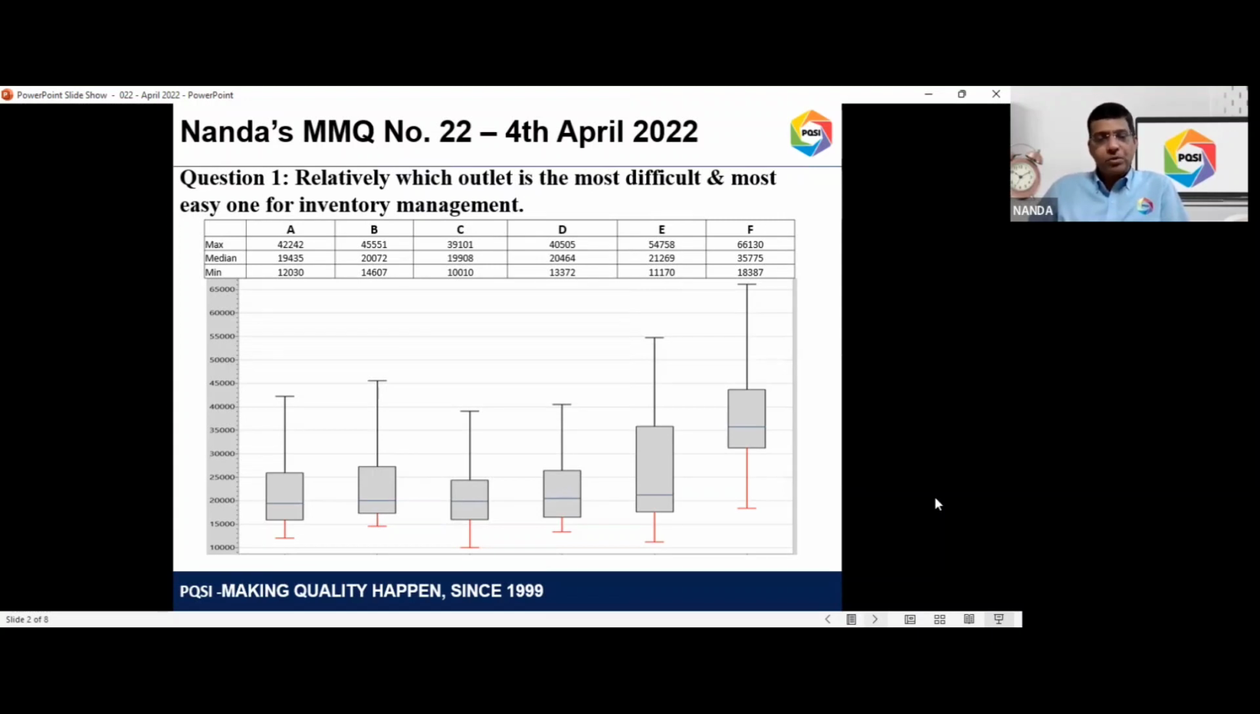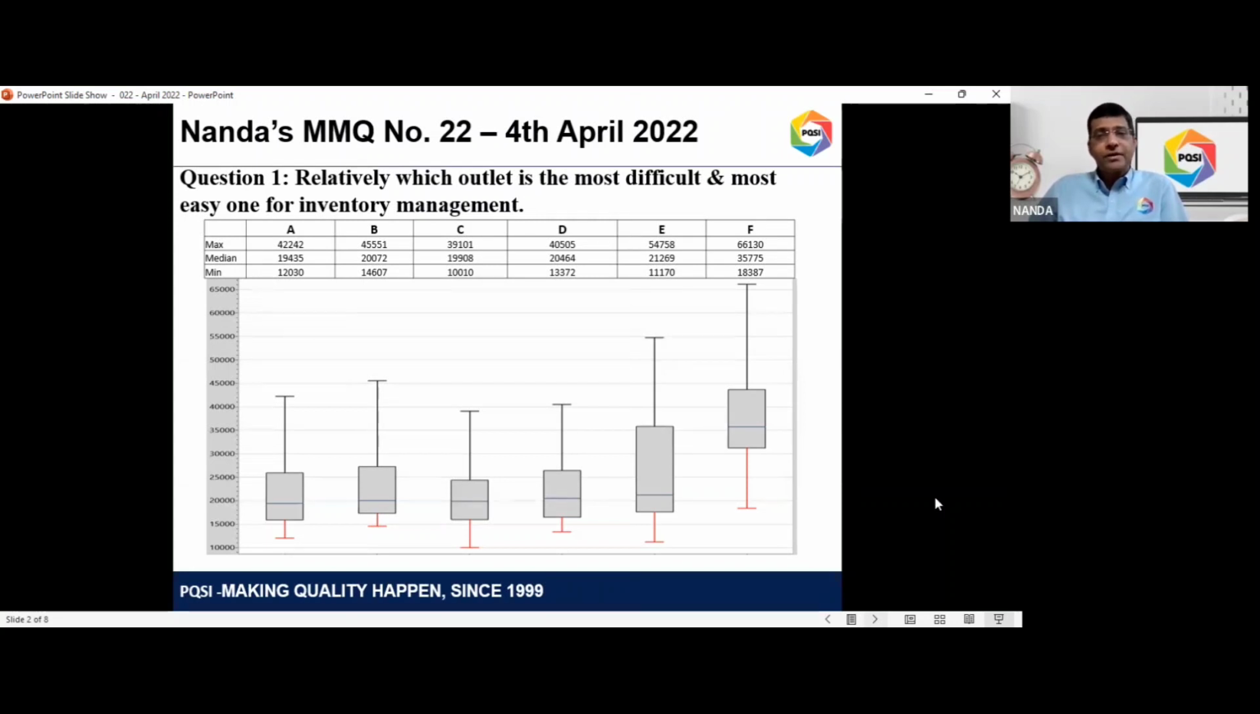So there are 6 box plots. Wonderful tool again, a wonderful graphical tool to represent a lot of information in one slide. That's the beauty of this tool, the box plot. Here we are comparing 6 different outlets for their daily sales in a month, right? And question number 1 is, based on the information provided on the screen, relatively, which outlet is the most difficult and most easy one for inventory management?